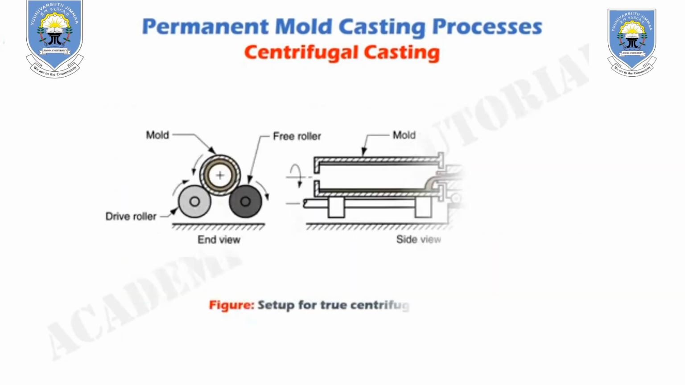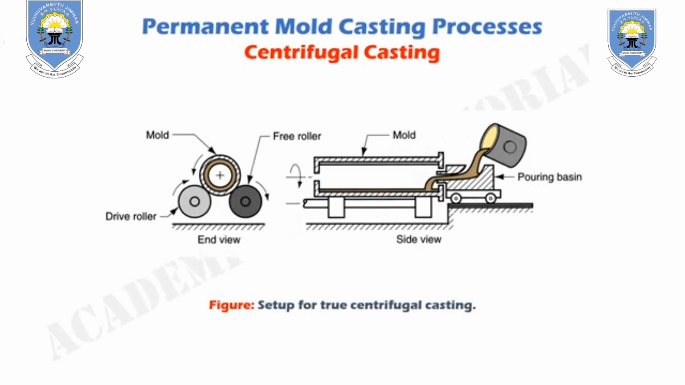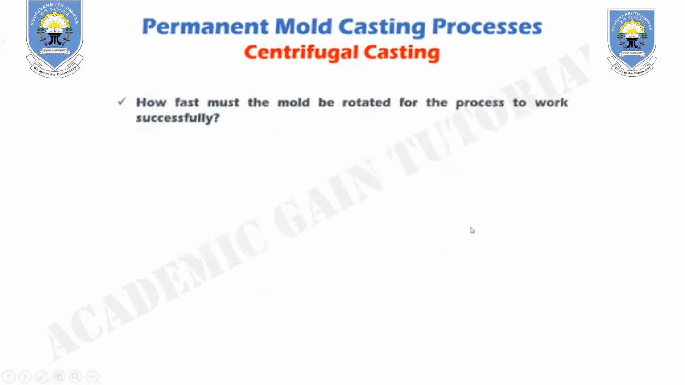This figure shows a setup for true centrifugal casting, where the mold rotates about a horizontal or vertical axis. Mostly the mold is rotated about a horizontal axis and the molten metal is introduced from an external source. The centrifugal force acts on the molten metal, which forces it against the outer wall of the mold. How fast must the mold be rotated for the process to work successfully?